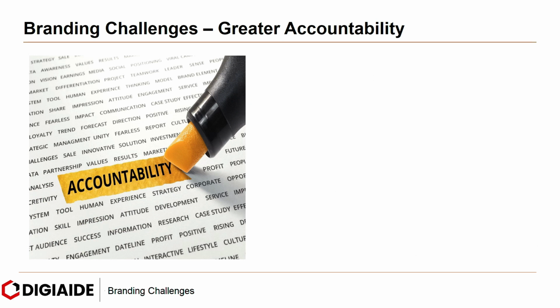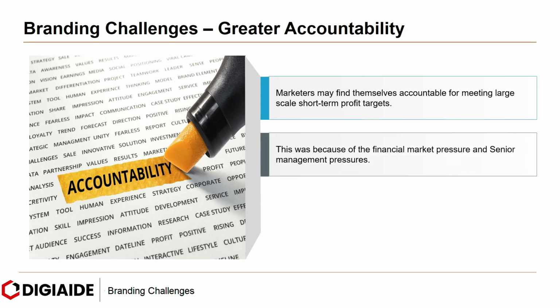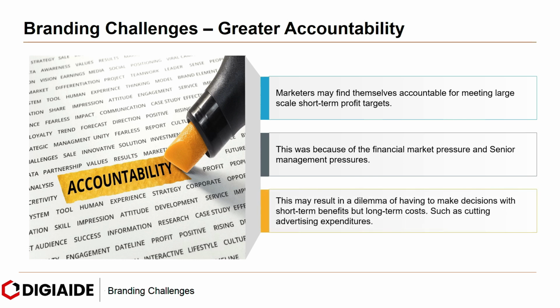And finally, the greater accountability for managers. Marketers may find themselves accountable for meeting large-scale short-term profit targets. This was because of financial market pressure and senior management pressures. This may result in a dilemma of having to make decisions with short-term benefits but long-term costs, such as cutting advertising expenditures.